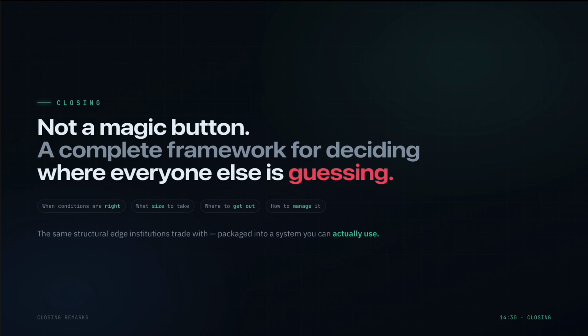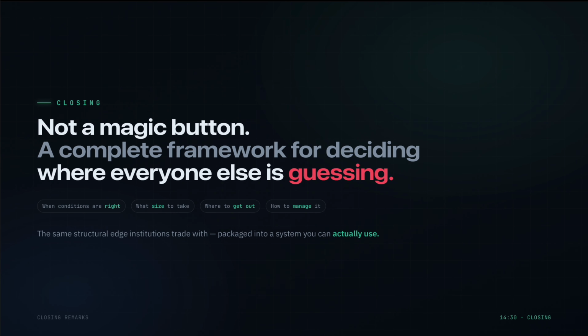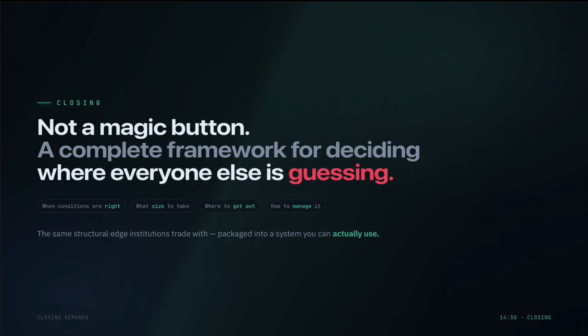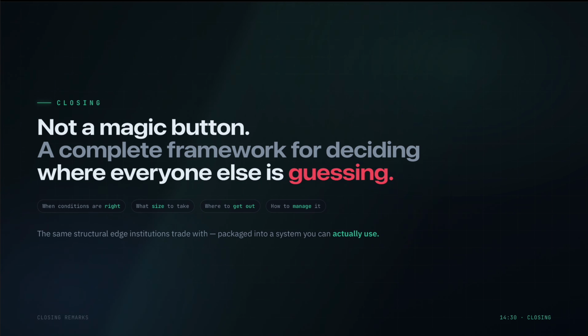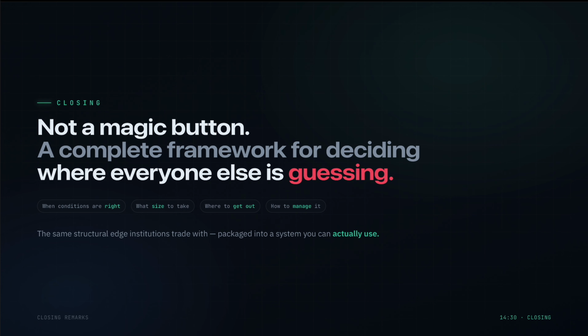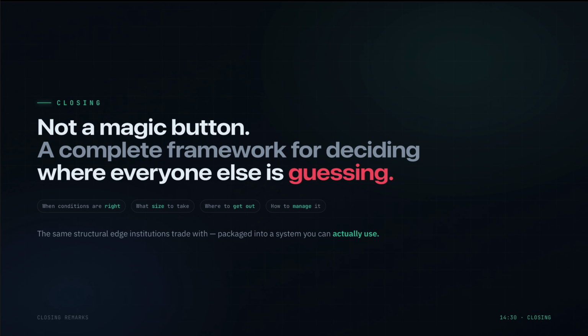Let me be clear about one thing. This indicator is not a magical button. Nothing in trading really is. What it actually is, is a complete structured framework for making decisions in a market where almost everyone else is running on emotion or just guessing. It tells you when conditions are right, what size to take, and where to get out if you're wrong, and it manages the trade for you as it plays out. The same kind of structured edge institutions trade with is in a package you can actually use.